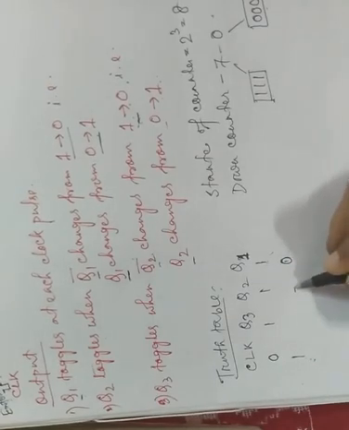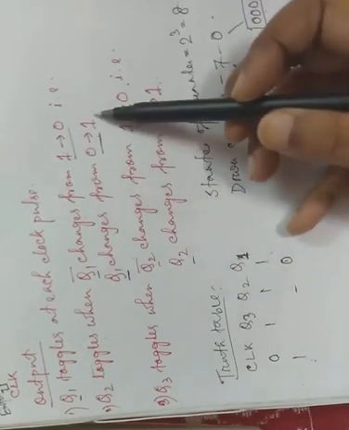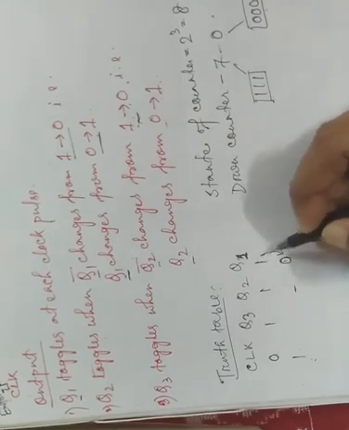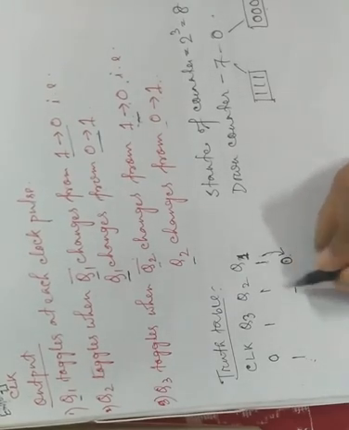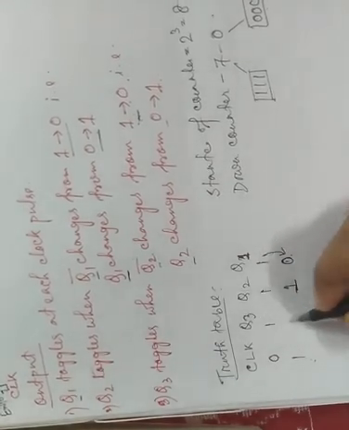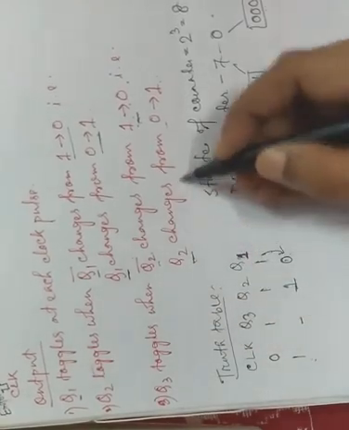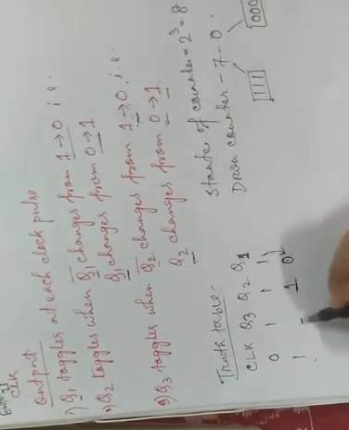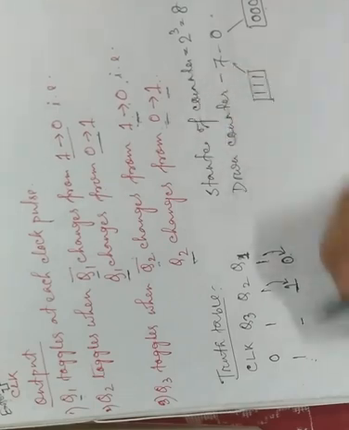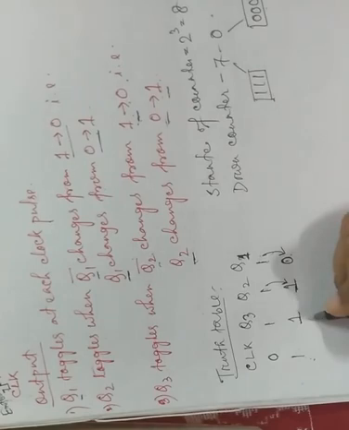So now what is the value of Q2? Q2 toggles when Q1 changes from 0 to 1. Okay, but here Q1 changes from 1 to 0, so Q2 will not change. Its value is 1 as it is. Okay. Now Q3 toggles when Q2 changes from 0 to 1. So as Q2 changes from 1 to 1, Q3 also does not toggle. That means it stores its previous value.